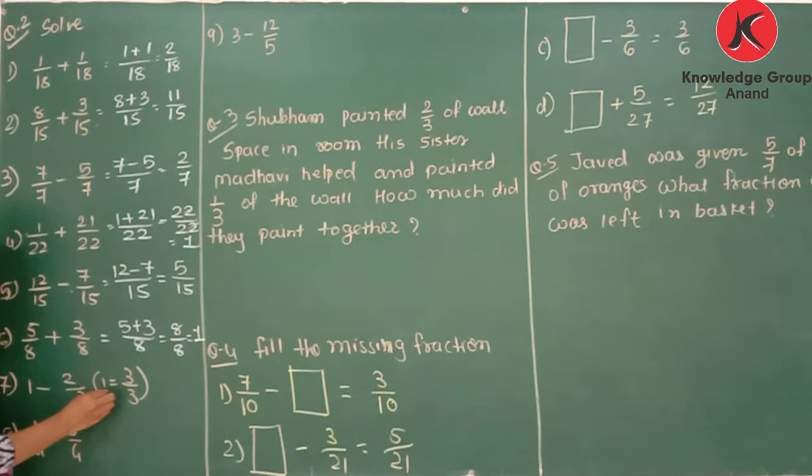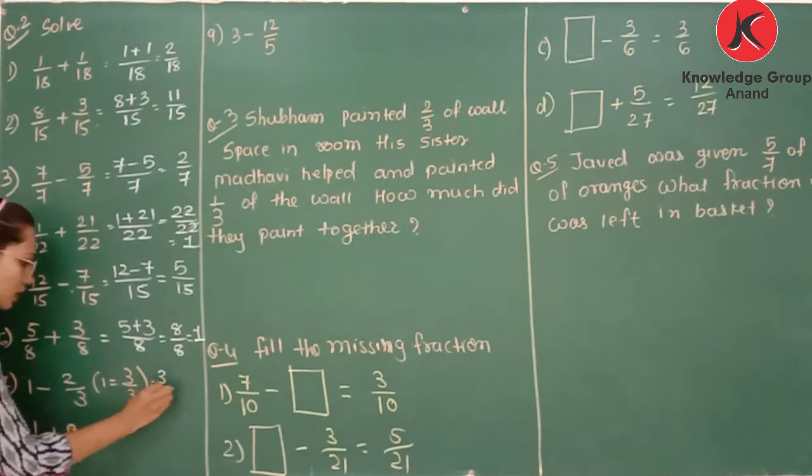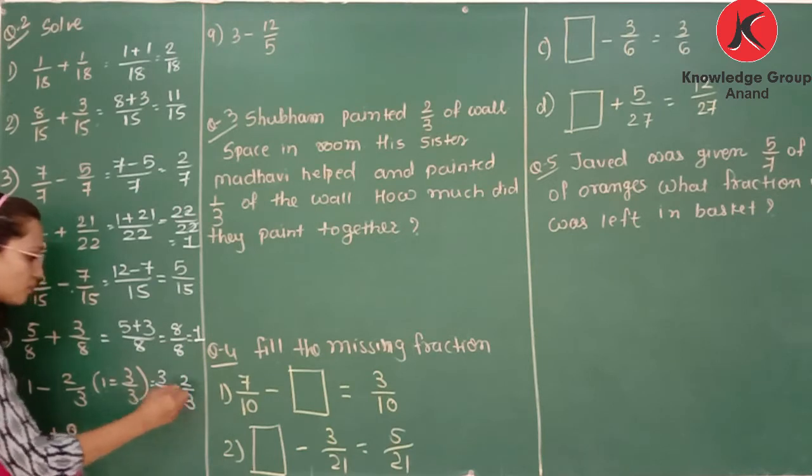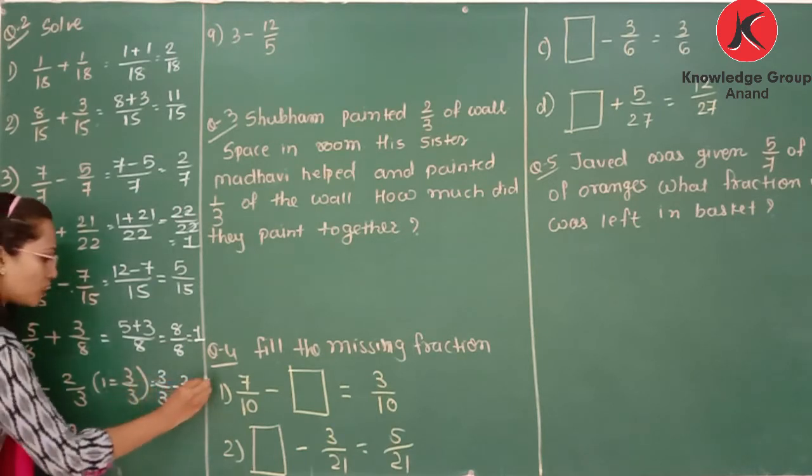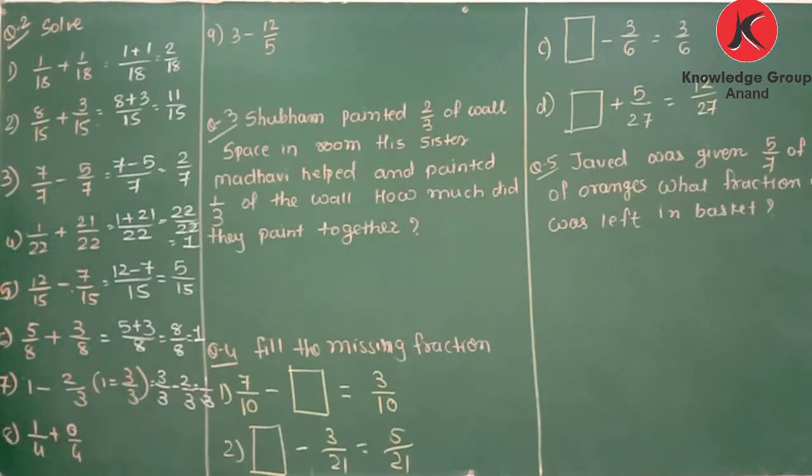Now next, 1 minus 2 by 3. Now here, in a bracket, write 1 as 3 by 3. So here you can write 3 by 3 minus 2 by 3. So 3 minus 2, that is 1 by 3.